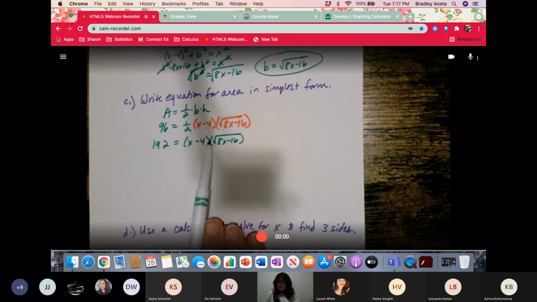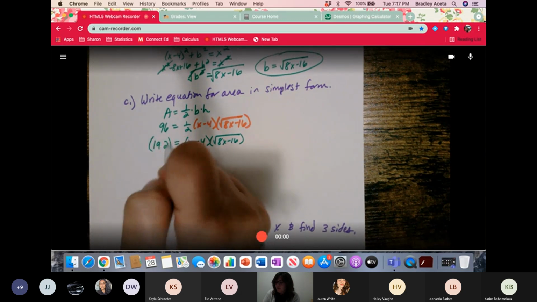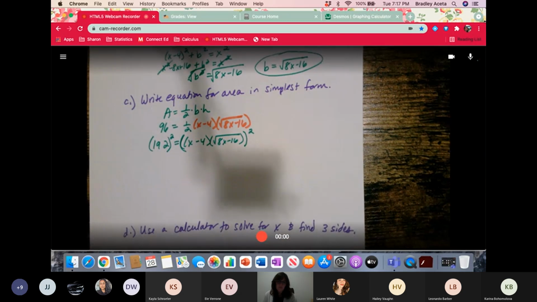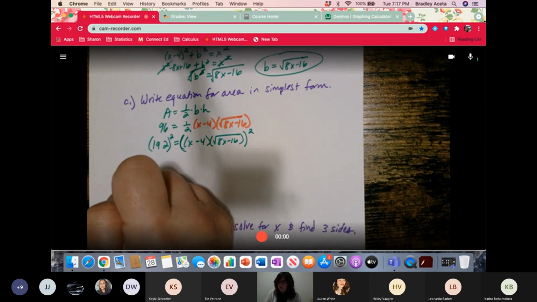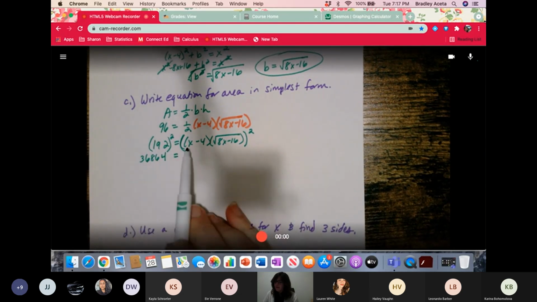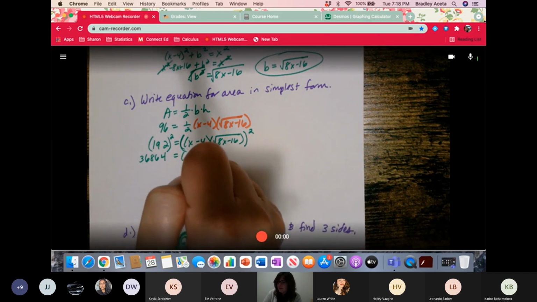Do you know how to undo a square root? You have to square both sides. So you have to raise this to a power of 2 and this to a power of 2. 192 squared, I'm just going to give it to you, is 36,864. This x minus 4 quantity squared, that's not hard to do. That's FOILing it out. But I'm just going to write it out just so you understand what I'm doing.